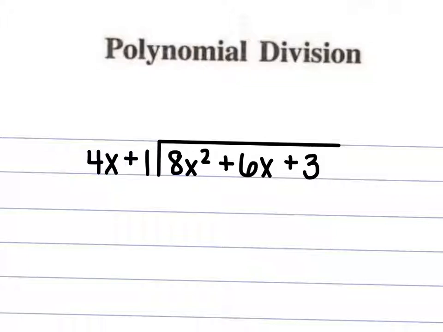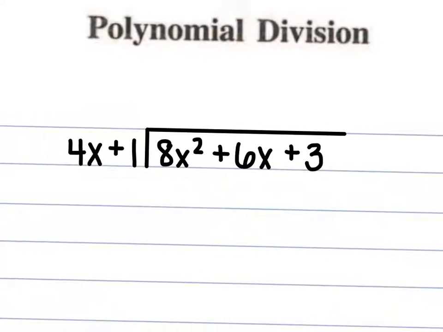So we are going to start with the terms on the outside. We want to first make sure that everything on the inside, all of our exponents, are represented. So if our highest exponent is x squared, we have an x, we have a constant. If not, we have to represent that with a 0x whatever that we're missing. So we're going to look at the 4x and the 8x squared and say to ourselves, what times 4x is going to give us 8x squared? Well, a 2x times 4x gives us 8x squared.